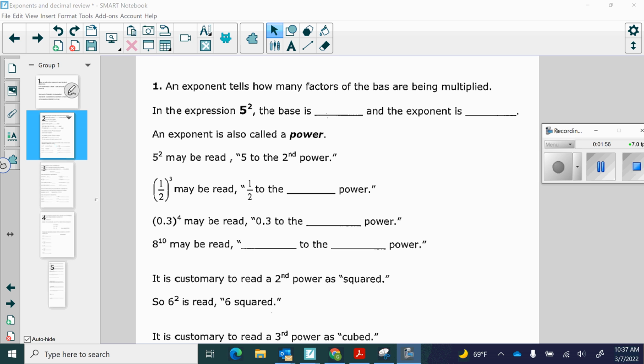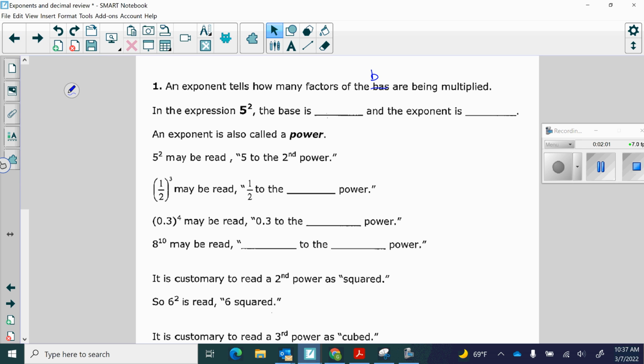Number 1 says, an exponent tells how many factors of the base, guys make this base, it is spelled wrong. So again, an exponent tells how many factors of the base are being multiplied. In the expression 5 to the second power, the base is 5, and the exponent is 2. An exponent is also called a power. So, in the problem, 5 with an exponent of 2, it may be read 5 to the second power.